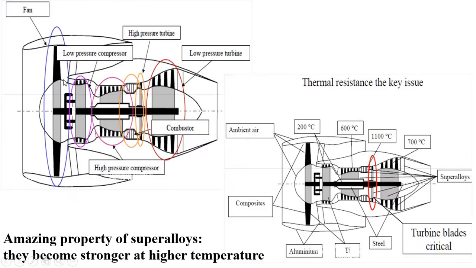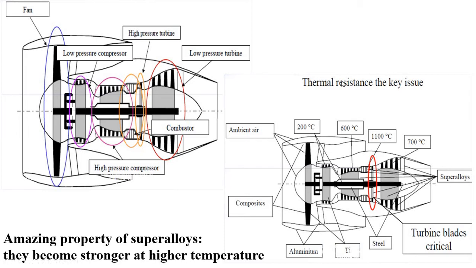See, this is a jet engine cross section, and in this jet engine we have different parts. There is a fan in the front area, then the low pressure compressor, then the high pressure compressor, and this is the combustion chamber, and we have a high pressure turbine, then a low pressure turbine. So these are the different main parts of a jet engine.